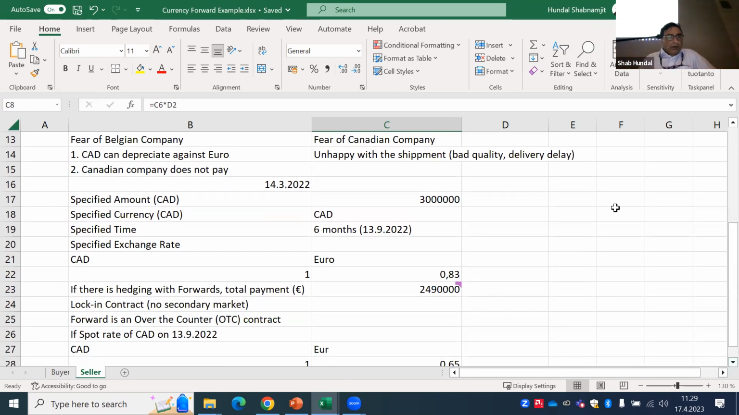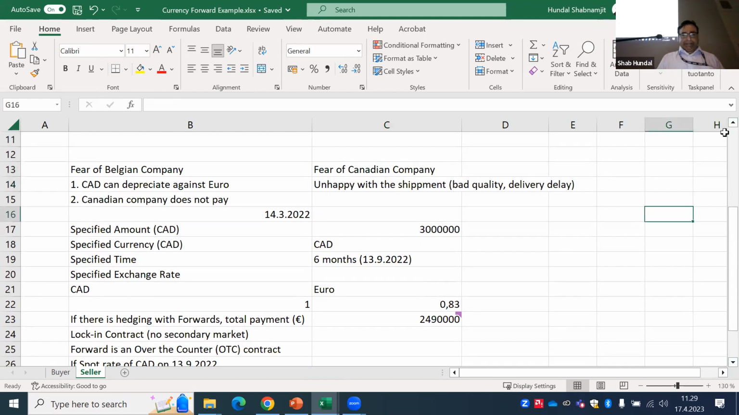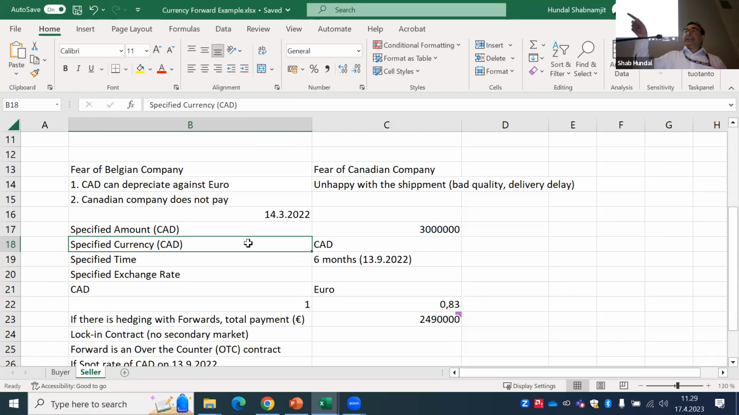Imagine. So now what do you do? Again, you go to the bank and you say, Mr. or Miss Bank Manager, we need to sell. Look, you're buying a contract from the bank to sell Canadian dollars. You see my point? This time you deal with the bank that I want to sell Canadian dollars to you. So this time the bank is buying from you and you are selling. In the previous example, you were going to buy Canadian dollars from the bank.